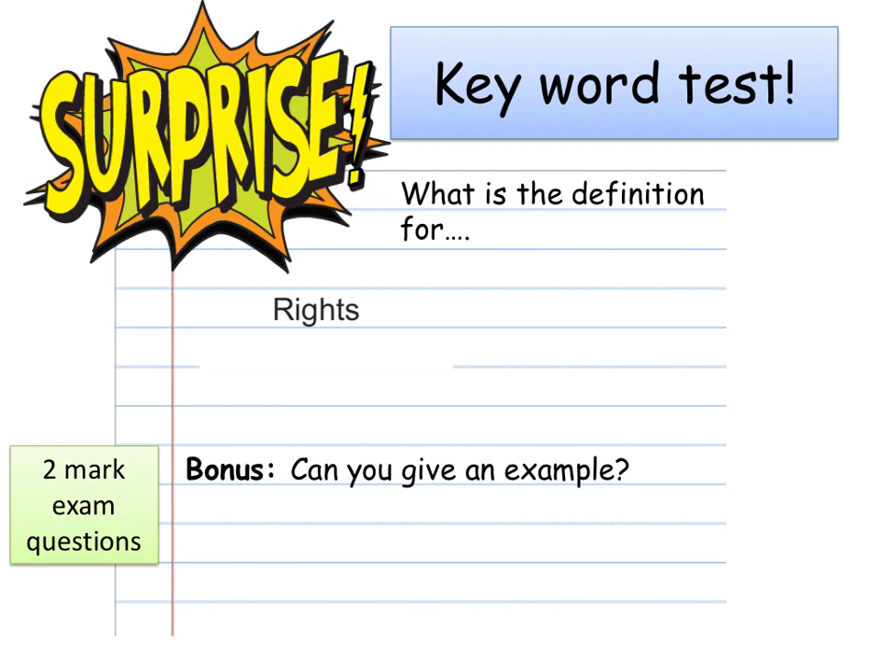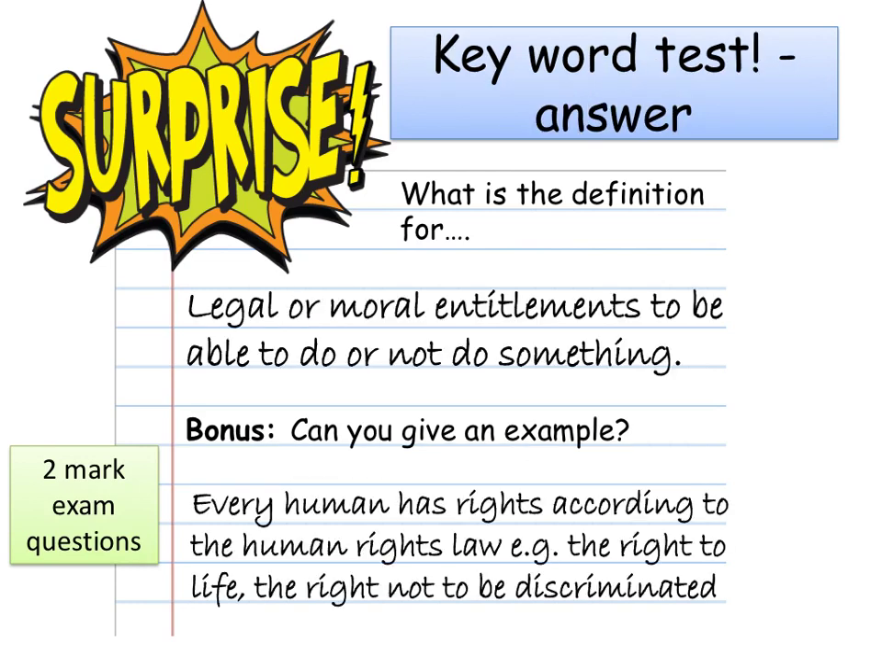Time for another keywords test. What is the definition for rights? Rights are our legal or moral entitlements to be able to do or not do something. For example, every human has rights according to human rights law. For example, the right to life or the right to not be discriminated against.